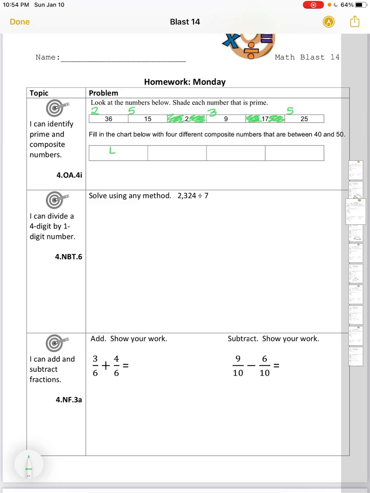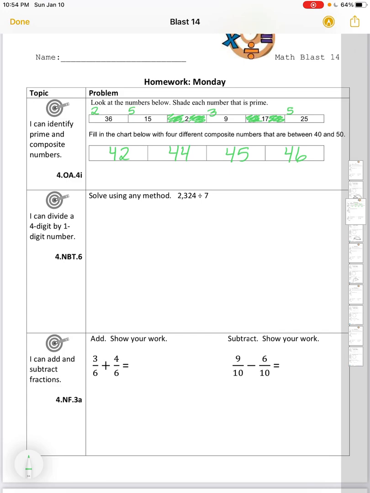So I'm going to go with 42, 44, I'm going to say 45, and then the next even number there, 46. Again, those are not the only choices you could put there. Those are just some of the ones that I know for sure are composite numbers and I'm going to use for this round.